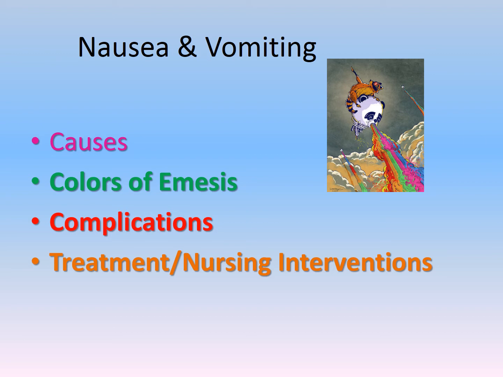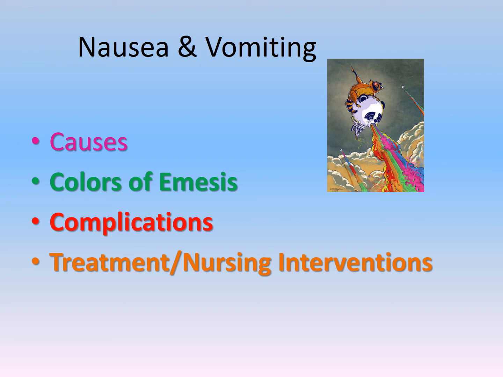Complications: nausea and vomiting is usually, and hopefully, short-lived. If it's prolonged, we know that it can cause weakness, weight loss, dehydration, and electrolyte imbalances, dental problems, esophagitis, prerenal azotemia, cardiac arrhythmias, esophageal tears, etc. Many things can be complications of vomiting and nausea.